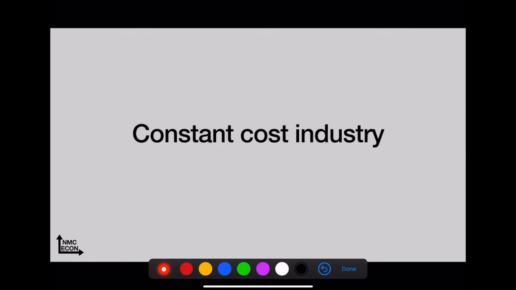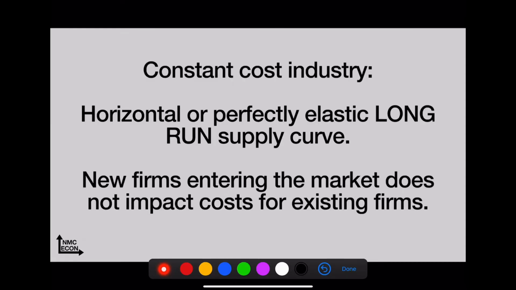Constant cost industry. This is when we see a horizontal, or perfectly elastic, remember, perfectly elastic, straight lines, horizontal lines, for the long run supply curve. When new firms enter the market, it does not impact the cost for existing firms. No change there.